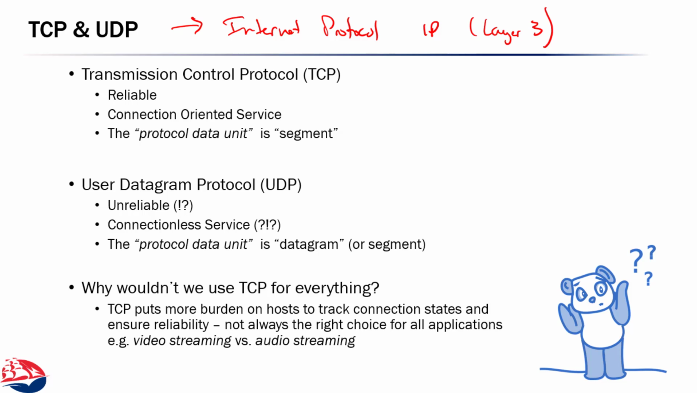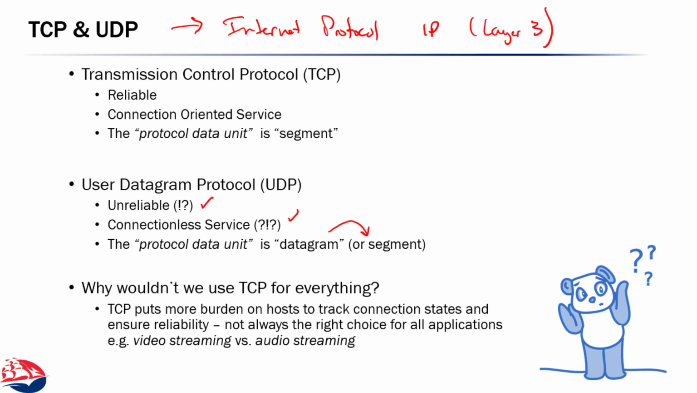So TCP. TCP is the transmission control protocol, and it's a reliable connection-oriented service, and its protocol data unit is called the segment. UDP is an unreliable, connectionless service whose protocol data unit is usually called a datagram, but for the purposes of consistency, it could also just be a segment.